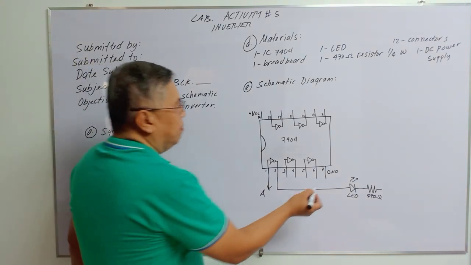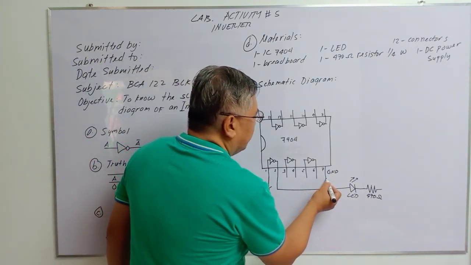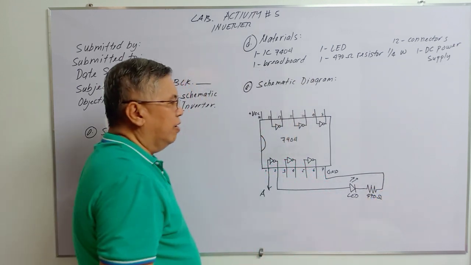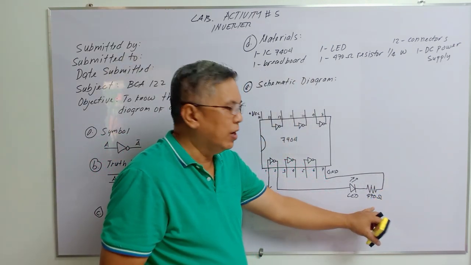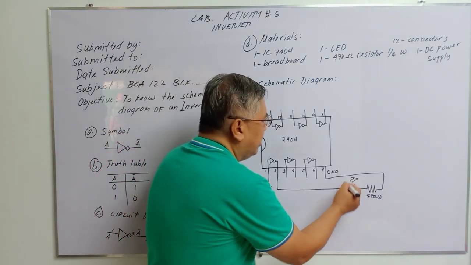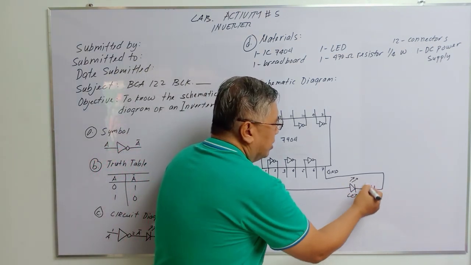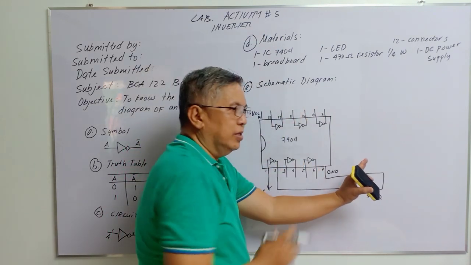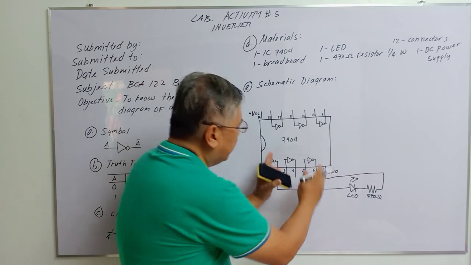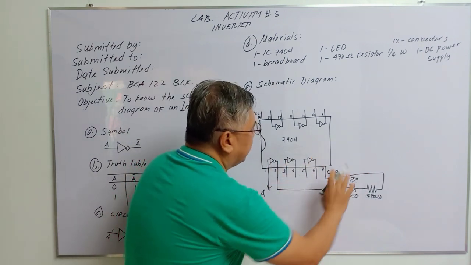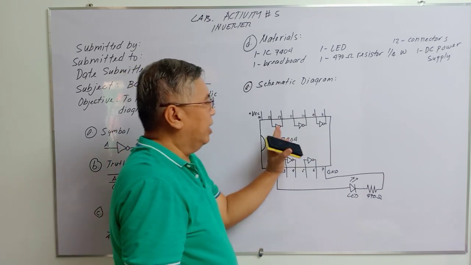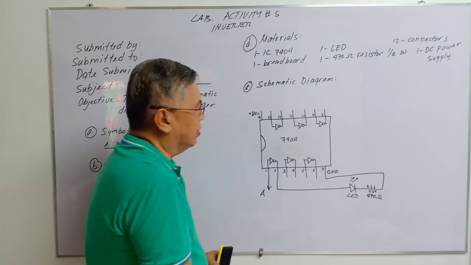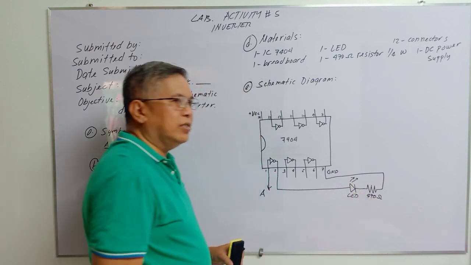Okay? Since pin number 7 here is ground, you put a wire here going to the other terminal of your 470 ohms. Take note that your LED and your resistor, 470 ohms, should be outside your 7404 IC. Not in this particular side, but outside of your IC 7404. Okay? So you now have a ground connected to your 470 ohms.